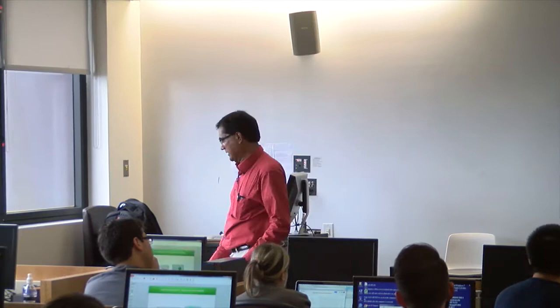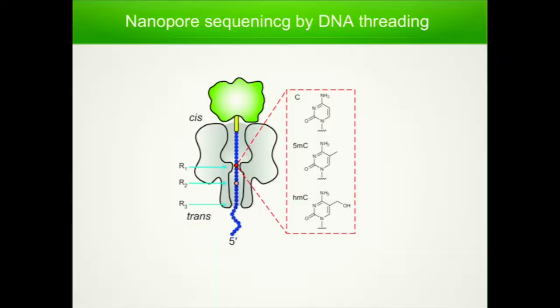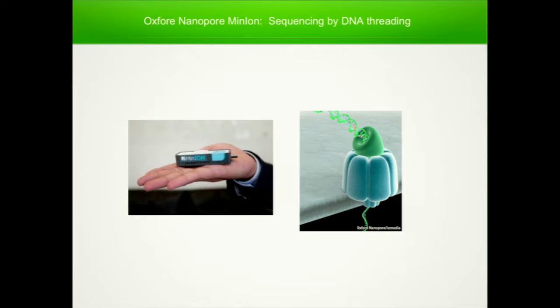So this is another slide I'm showing you. This is a different normal one. The methylated one, the hydroxymethylated one also can stay here and then give different patterns of the color. This is how it looks. This is the entire machine. You can keep it in your pocket and then go and sequence. You can sequence several kilobases of DNA, and this is the cartoon of how it works.